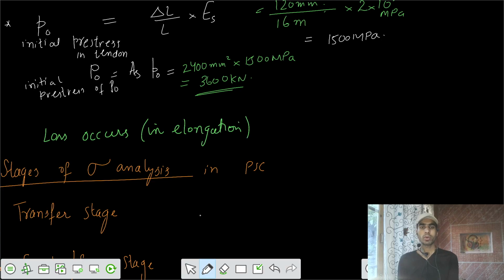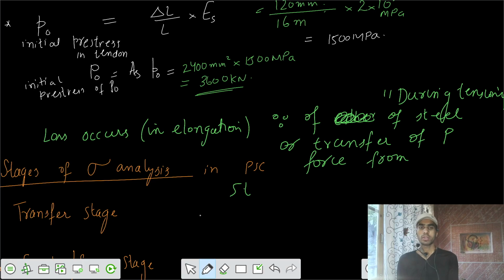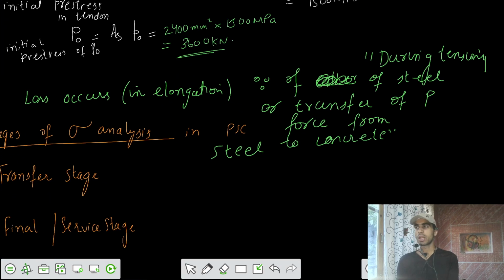Losses in elongation can happen during the pre-stressing, during the tensioning of the steel wires, or they can happen during the transfer of P force from steel to concrete. These are the two possibilities by which some of the elongation can be lost.